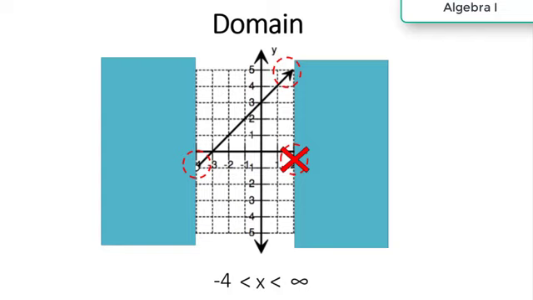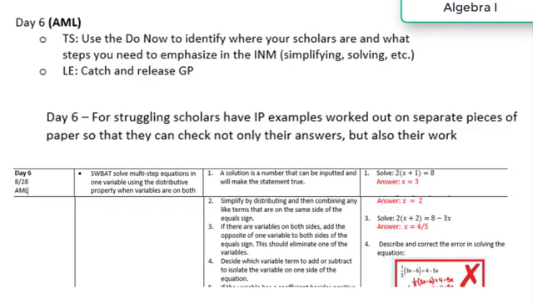The other day I wanted to highlight was the other AML, which is day 6. Day 6 is multi-step equations. I'll start off by saying that most of my 8th grade algebra scholars are not ready to jump into multi-step equations cold. If you look at these example problems here as your lesson assessment, my scholars just aren't going to be able to do that without some sort of scaffolding up. They just don't have the background knowledge.